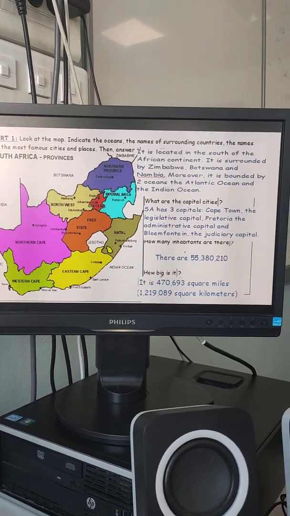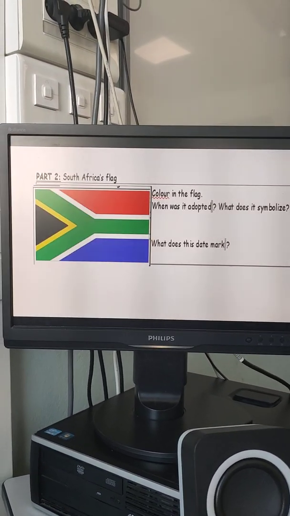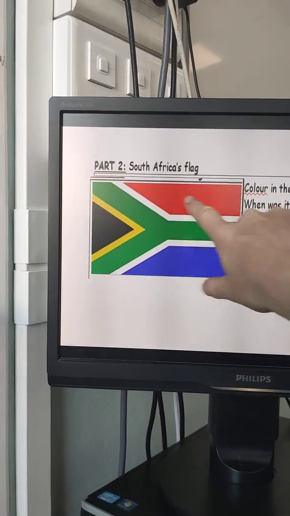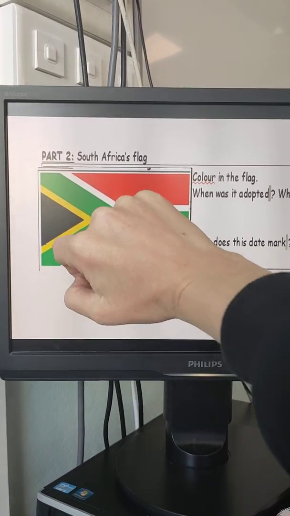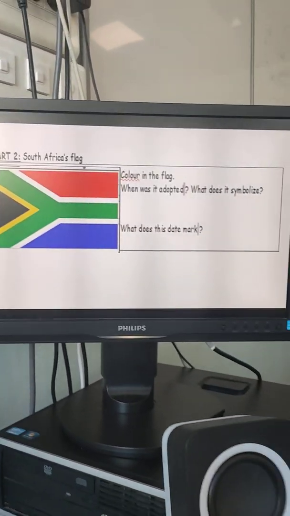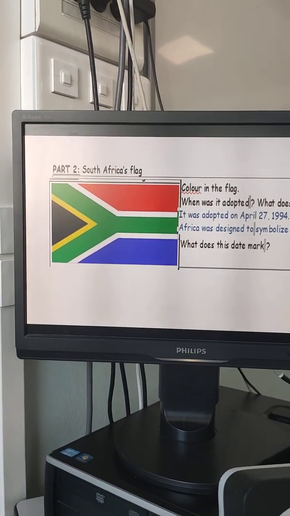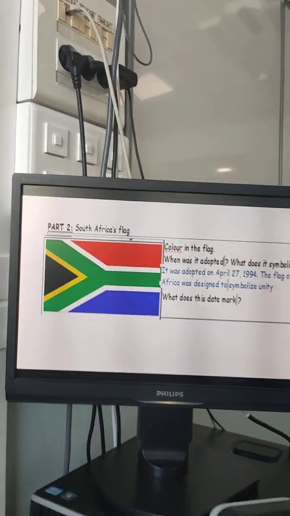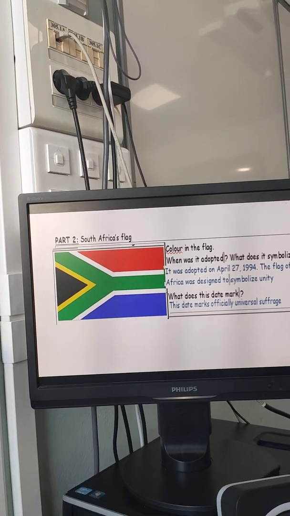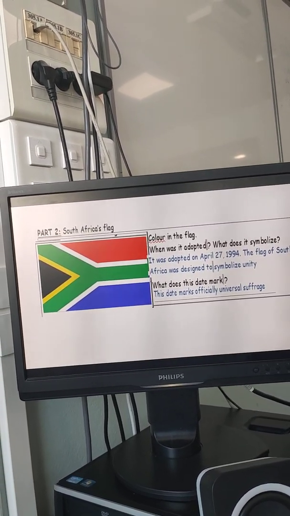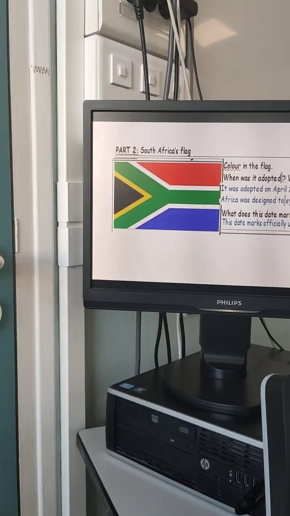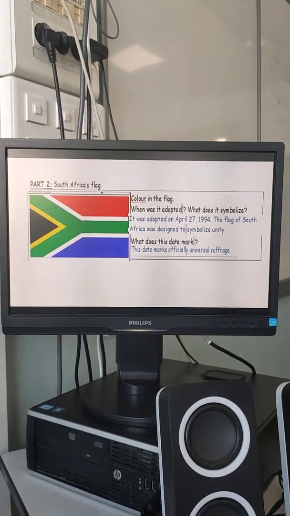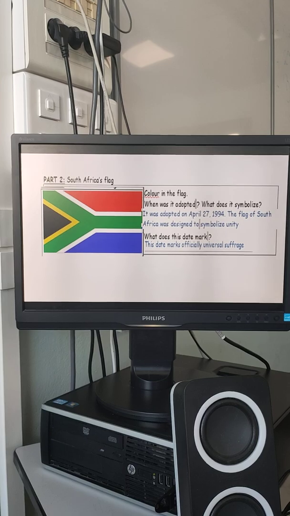Okay? Well, now, if we look at the flag, you have a Y shape here, red, blue, black, yellow and white. So it was adopted in 1994 and it was meant to symbolise unity. And 1994, 27th of April 1994, symbolises universal suffrage, which means that everybody is allowed to vote.